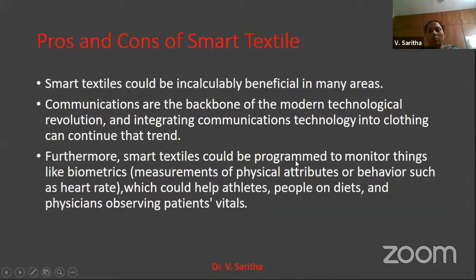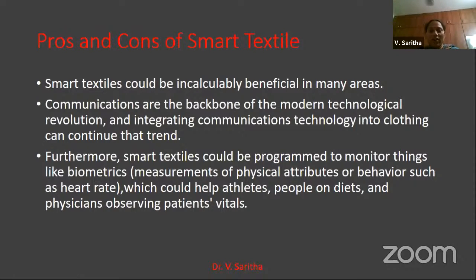Furthermore, smart textiles could be programmed to monitor things like biometrics, which could help athletes, people on diets, and physicians observing patients' vitals. So here, people on diets means if you are taking more food and you want to reduce your weight, then you will be informed that you are taking more food and more calories of food actually.